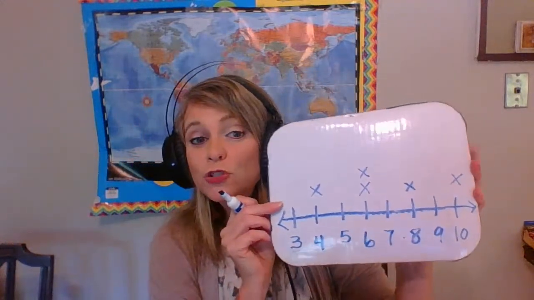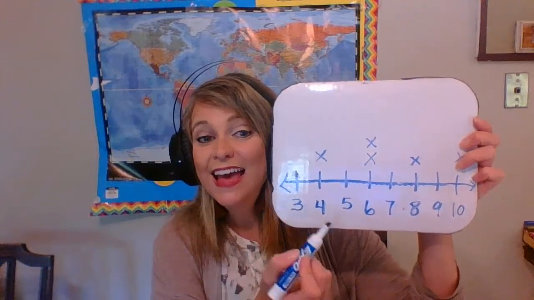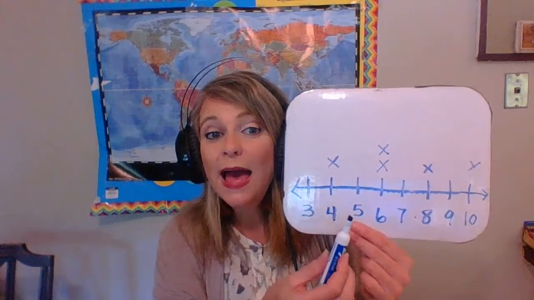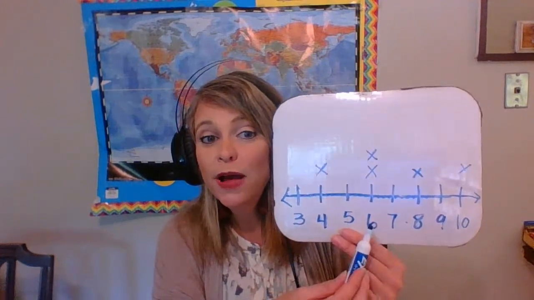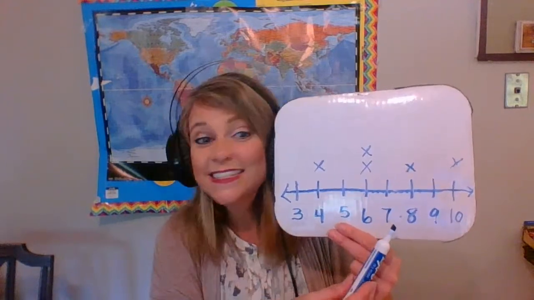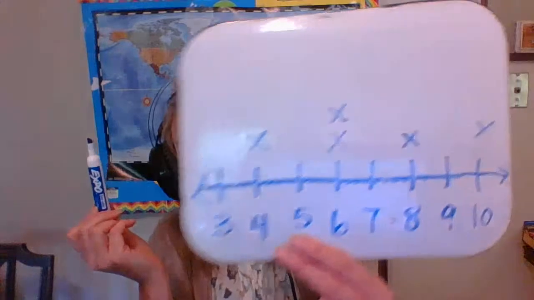Now, how many of those spaghetti noodles were 3 inches? None. How many of those noodles were 4 inches? 1. How many were 5? 0. How many were 6? 2. 7? 0. 8? 1. 9? 0. And 10? 1. Very good.